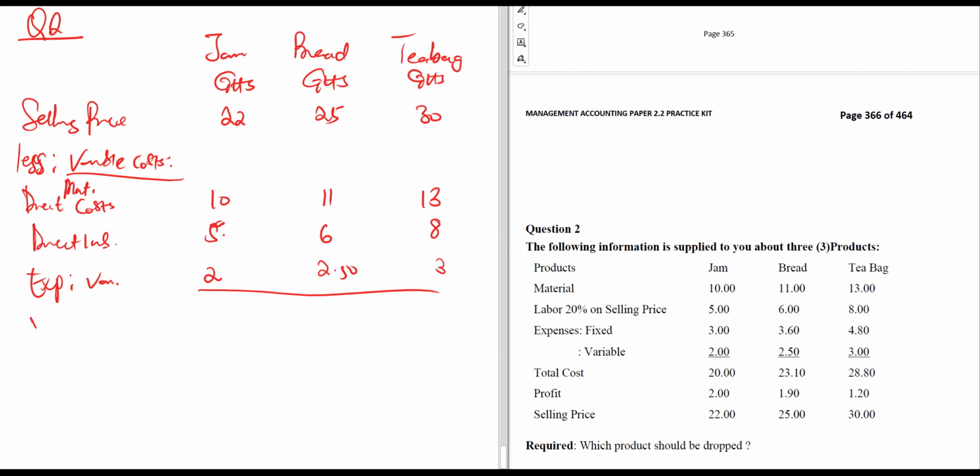So let's add our total variable costs. This one gives us 17. This one gives us 18.5. This one gives us 24. The second one is 19.5: 13 plus 8 plus 10, that is 19.5. The second one, the bread.